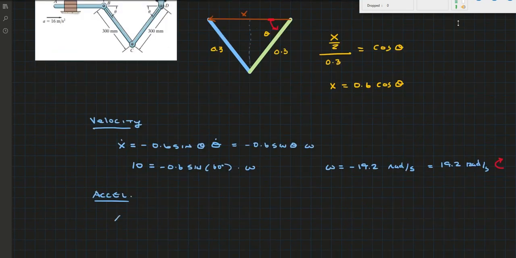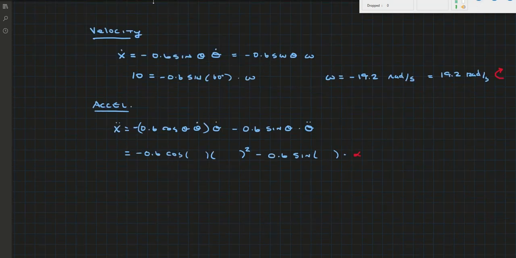So acceleration next, x double dot, second derivative of this equals minus 0.6 cosine of theta, theta dot again, and then we need to take this and multiply it by the theta dot as we do our product rule, minus 0.6 sine of theta times, then the derivative of theta dot is theta double dot. So I'll rewrite my equation and then stick in values.